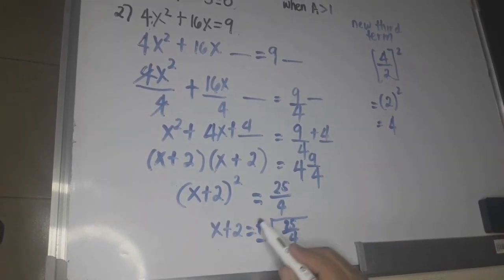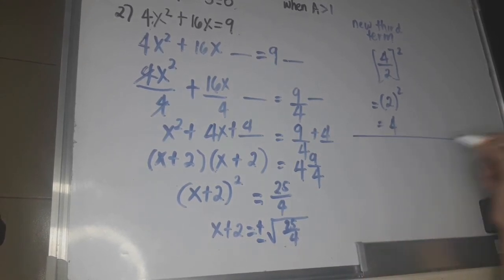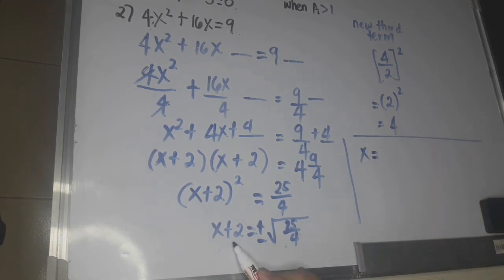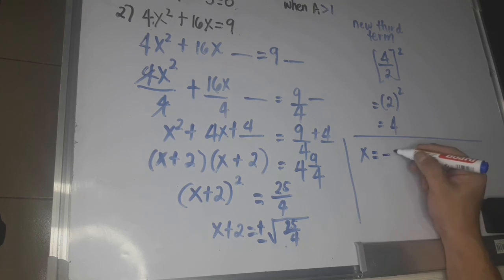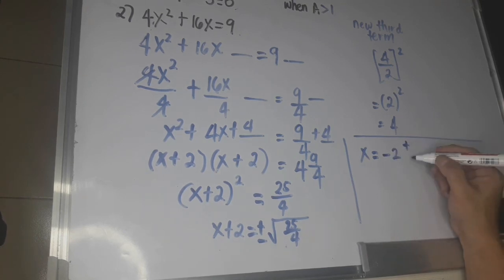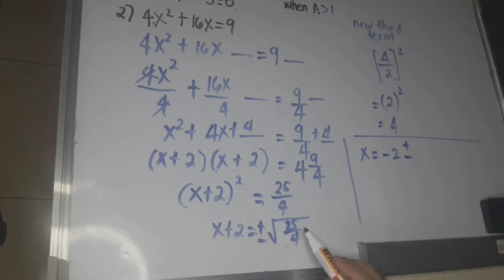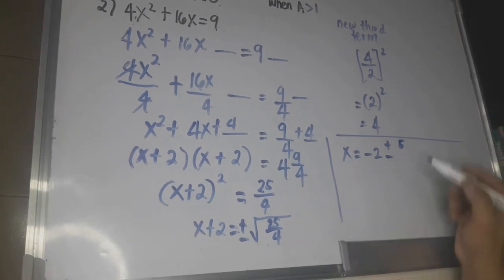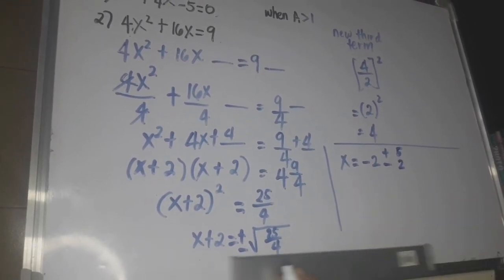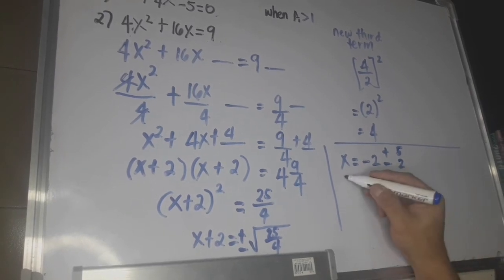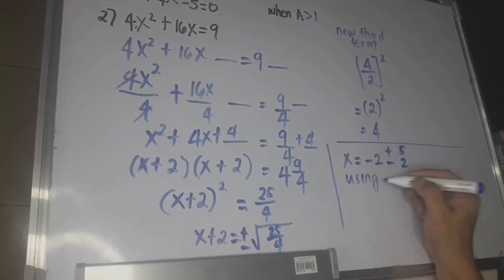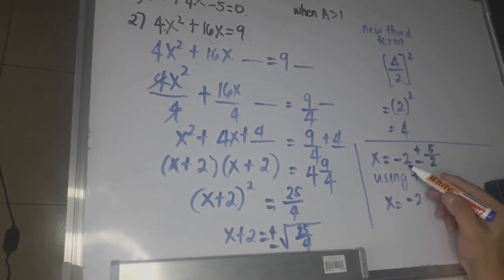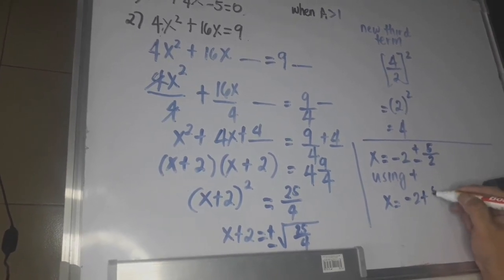Then transferring positive 2 to the right side of the equation, x equals, positive 2 crosses the equal sign, becomes negative 2, then plus and minus. The square root of 25 is 5, and the square root of 4 is 2. Next, using the plus sign, negative 2, then plus 5 halves.